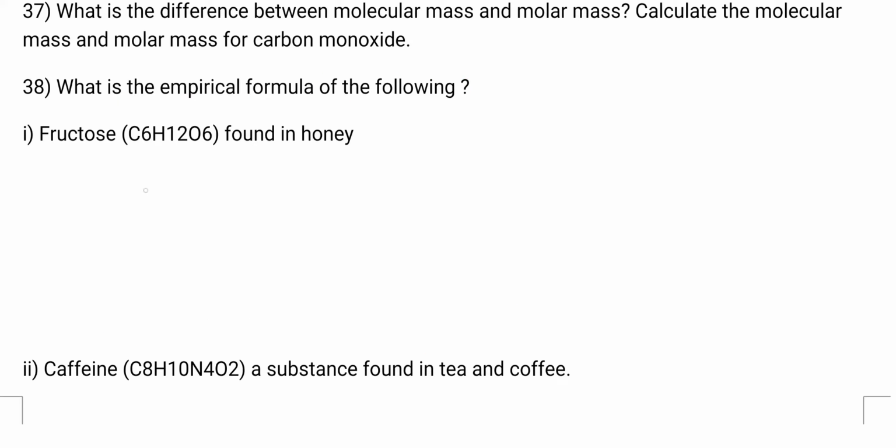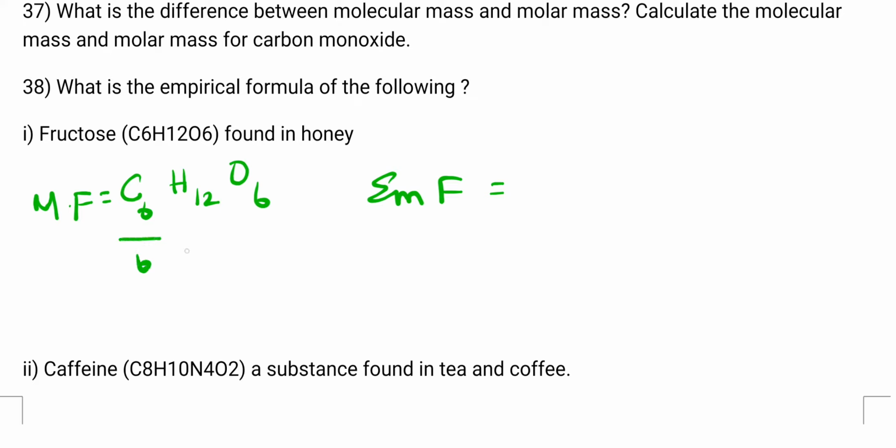Next one, fructose. Fructose is present in honey, and they ask what is the empirical formula. So what is fructose? Fructose is given as C6H12O6. This is the molecular formula for fructose. To write the empirical formula, divide by 6. C6H12O6, all these numbers are divisible by 6, so dividing by 6 gives CH2O.